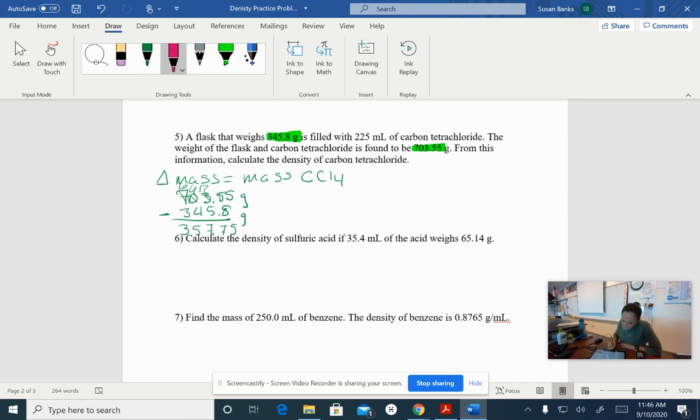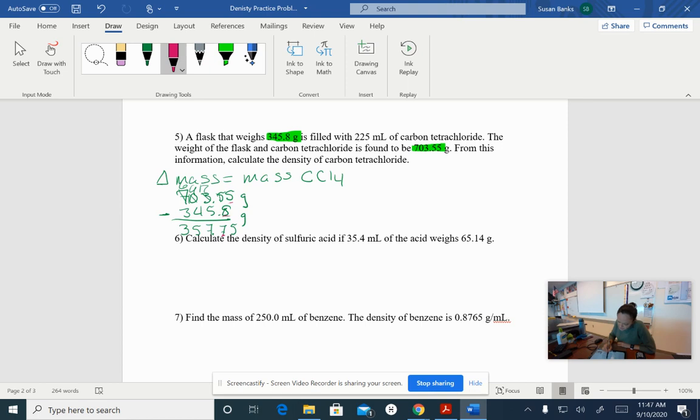Now, if we look at this, this goes to the 100th, and this only goes to the 10th. So in reality, I should only be reporting this to the 10th. But once again, I'm not completely done with my answer. So I want to hold the amount of information that I can until I'm completely done with my answer. We can once again see if this changes our answer.